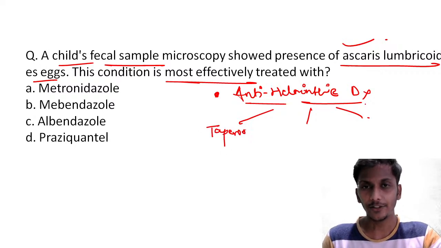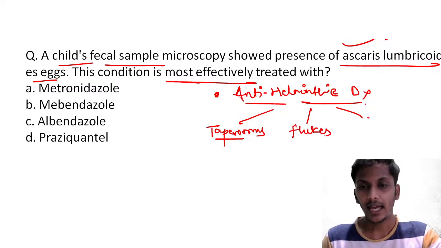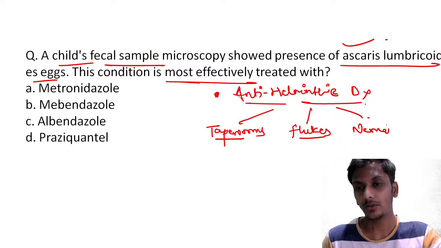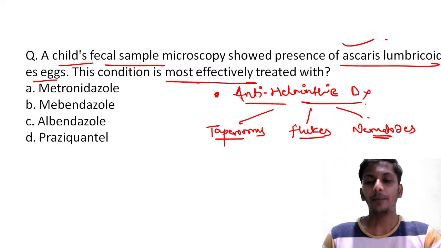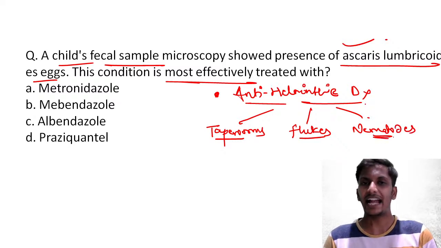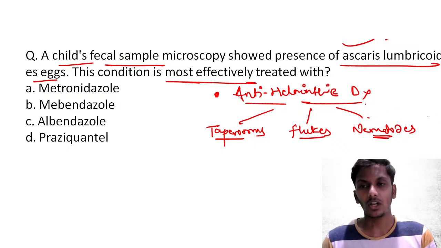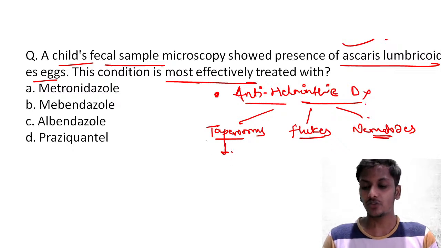According to pharma, they are divided as tapeworms, flukes, and nematodes. Please remember, tapeworms and flukes are your platyhelminths, that is flatworms, and nematodes are your roundworms, hookworms, pinworms, all of them. All of the rest are your nematodes. Important one. Now we'll see what is the drug of choice for tapeworms.